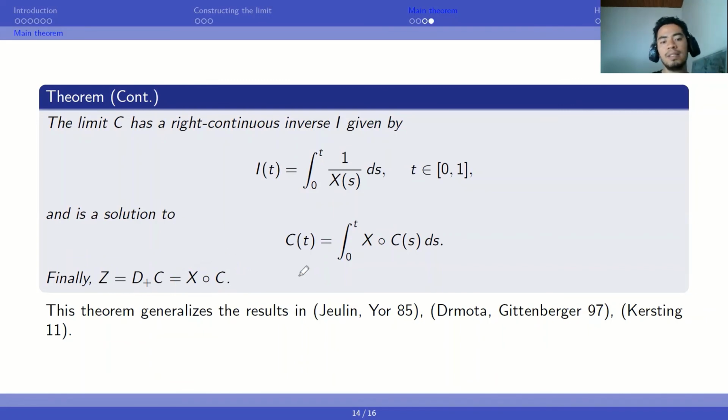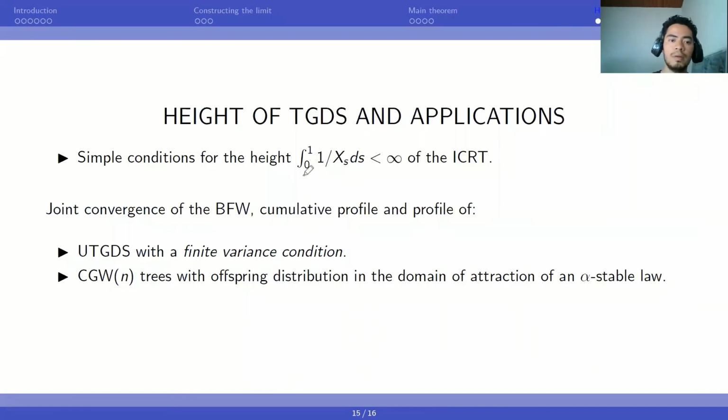This theorem generalizes the results of Aldous, Janson and Jor, Dermota, Gittenberger, and Kersting. Finally, we give simple conditions for when the inhomogeneous continuum random tree has finite height, which is when this integral, the integral from 0 to 1 of 1 over X, is finite. This is also one of our hypotheses.